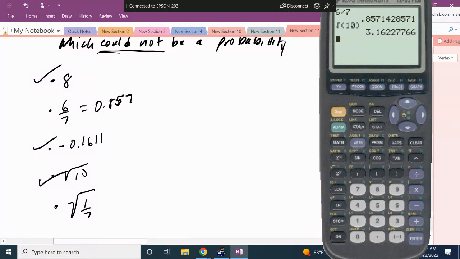And then the last one, the square root of 1 over 7. So I'm going to just put that into the calculator and decimalize it. The square root of 1 divided by 7 is 0.38. And that could be a probability value. Right? So my answers here are 8, negative 0.1611, and the square root of 10, all of which could not be probabilities.